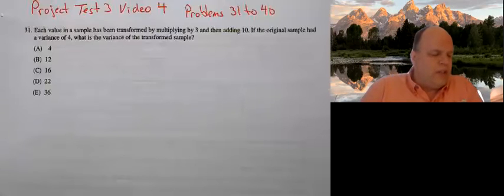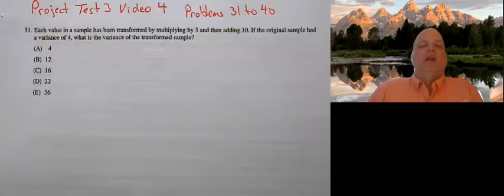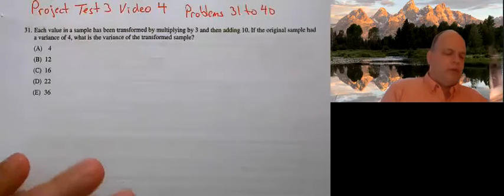Okay, this is project test 3, video number 4 for problems 31 to 40. Each value in a sample has been transformed by multiplying by 3 and then adding 10. The original sample had a variance of 4. What is the variance of the transformed sample?